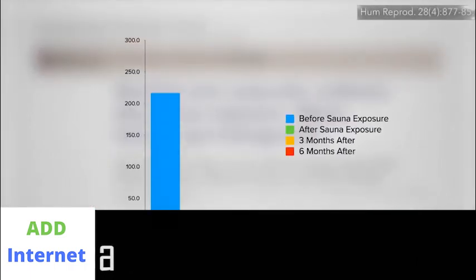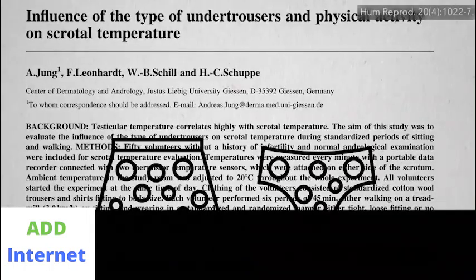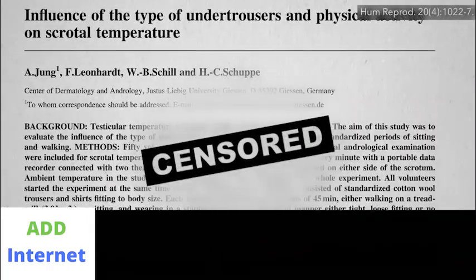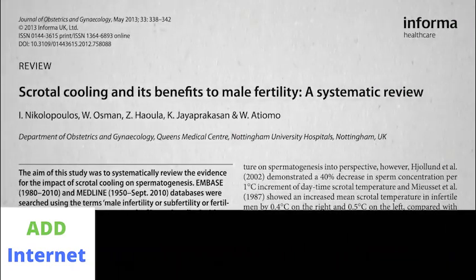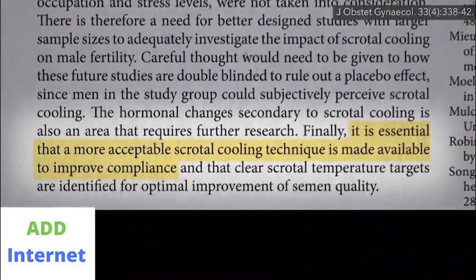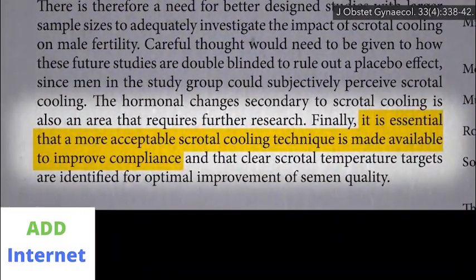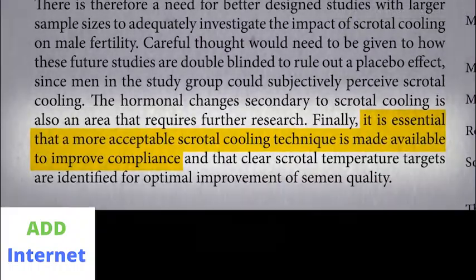Sperm counts before and after, apparently cutting sperm production in half, and still down 3 months later, but apparent full recovery by 6 months. But that's why boxers, not briefs. Or go all commando. Who makes money on that, though? That's why we need a scrotal cooling device industry, though this review noted that more acceptable scrotal cooling techniques really need to be developed. Why? Whatever are they referring to?